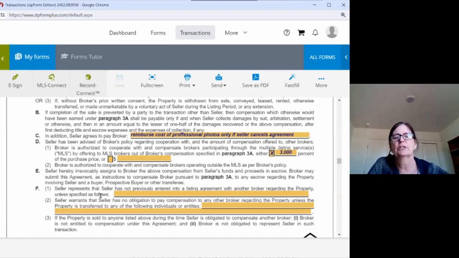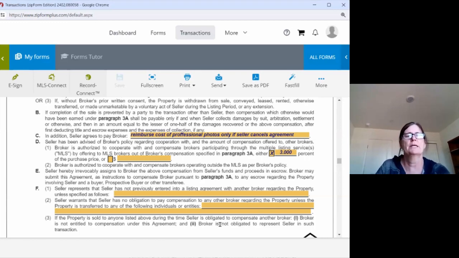On number F, seller represents that seller has not previously entered into a listing agreement with another broker regarding the property unless specified as follows. So this is important: if we're taking a listing, we want to know that they don't already have it listed with another agent, or if they did have it listed, we want to verify that that has indeed expired. And then seller warrants that seller has no obligation to pay compensation to any other broker regarding the property unless the property is transferred to any of the following individuals or entities.